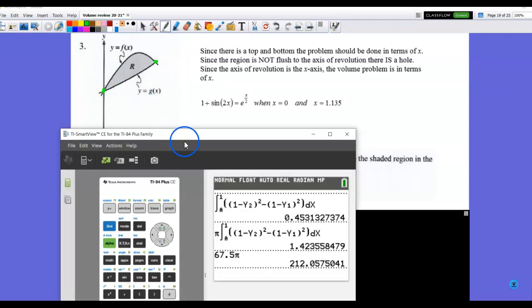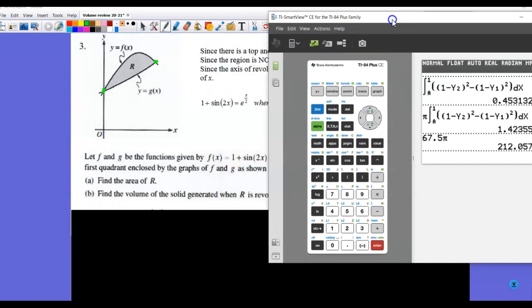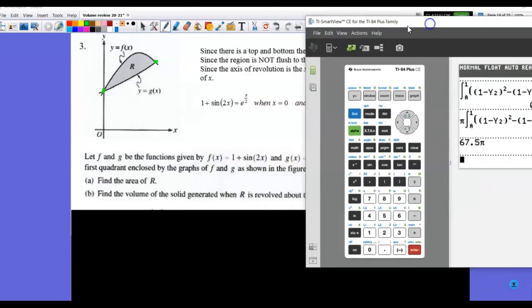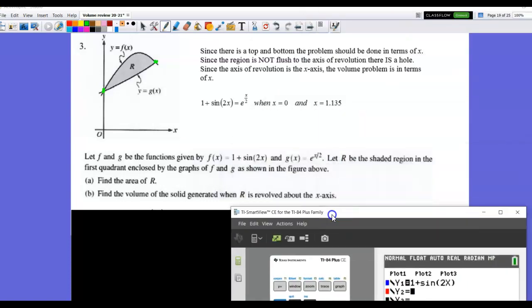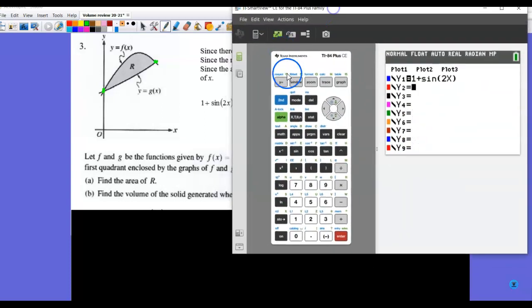So we have a calculator. This is a calculator active question. So we're going to make sure that our suspicions are true. So I'm going to go to y equal to, I'm going to clear that out, and I'm going to type in, delete. Okay, so y number 1 is 1 plus sine of 2x, and the second equation is e to the x over 2.